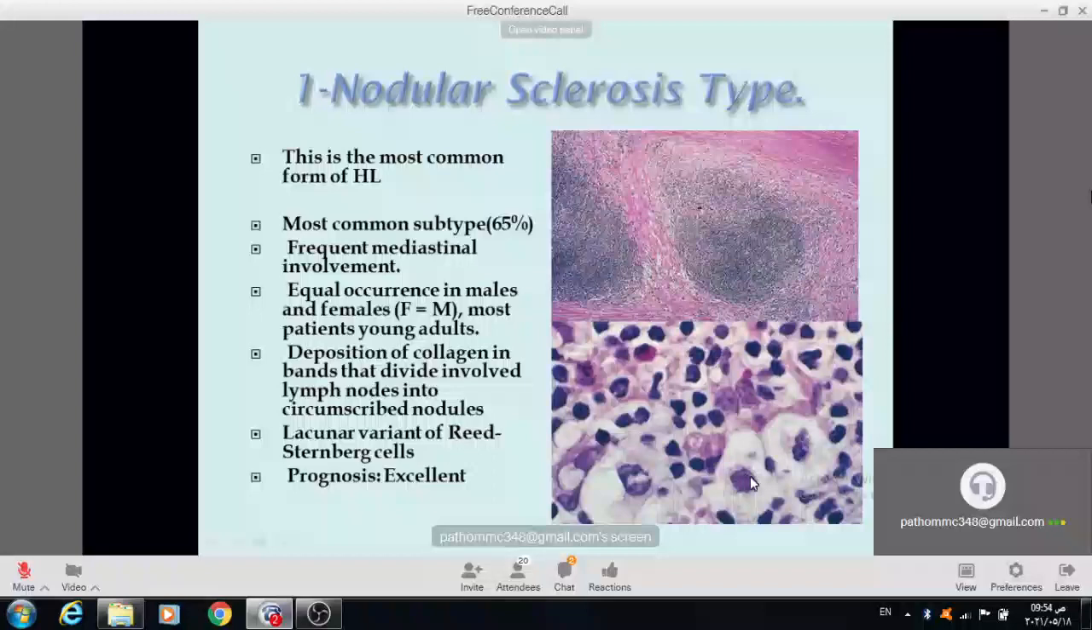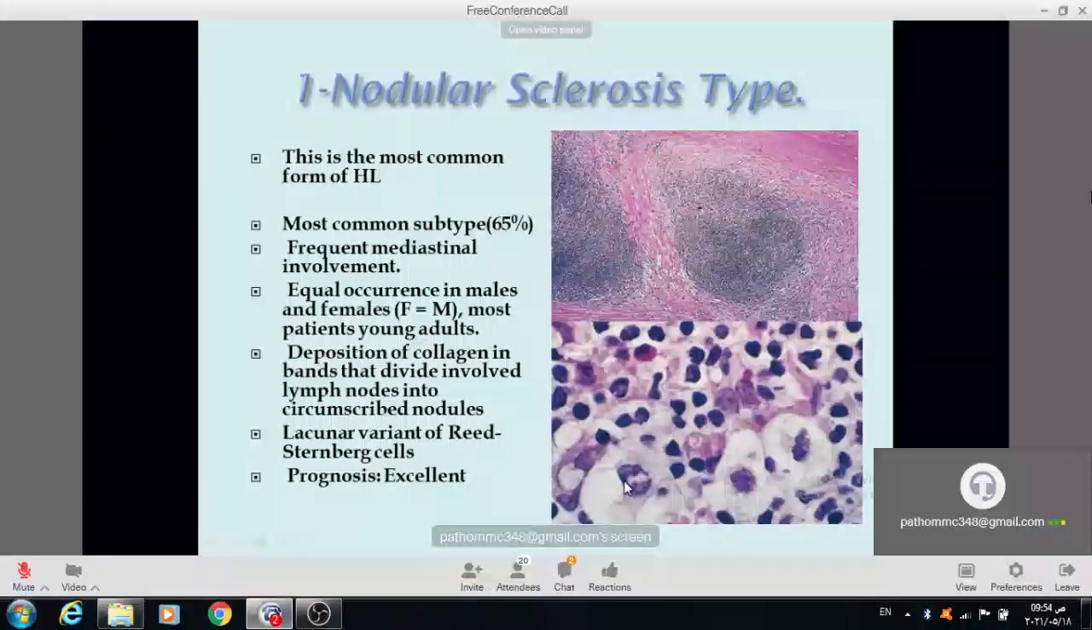What do we mean by lacunar? It means they are like lacunae. This is the nucleus of the RS cell, and here we have a clear area or a clear zone around this nucleus.